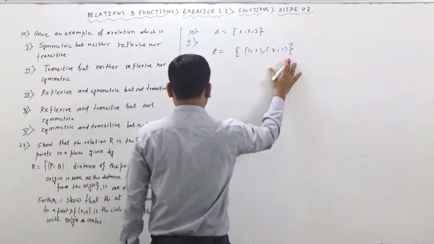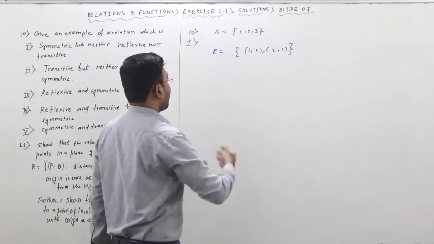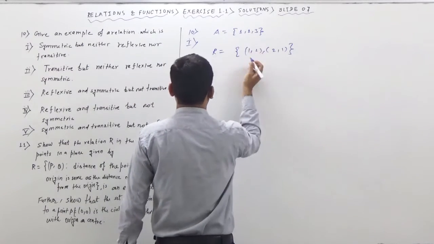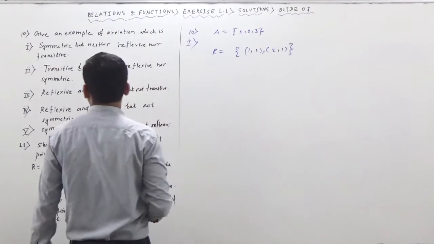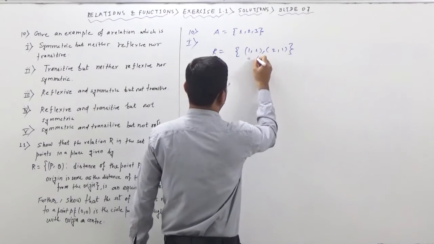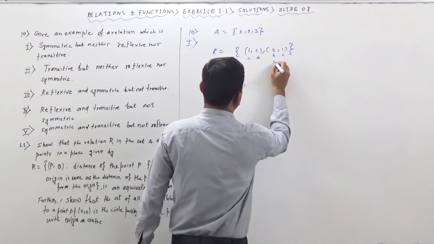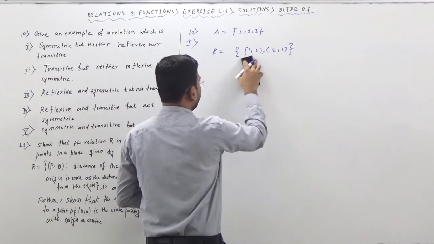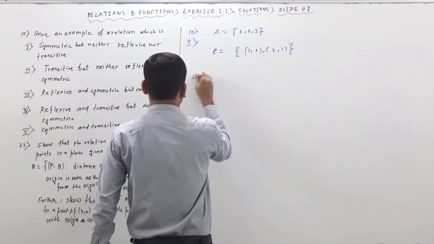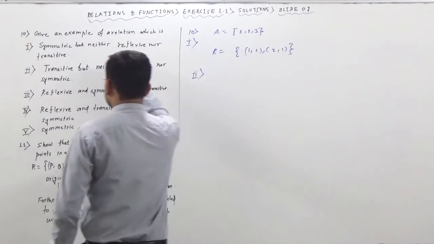Is it a symmetric relation? Yes or no? Yes. Is it reflexive? No, because 1 comma 1 is not there, 2 comma 2 is not there, 3 comma 3 is not there. It's not going to be reflexive. Also it is not going to be transitive, because here this is like A comma B, B comma C, but A comma C, 1 comma 1, is not available in this particular relation, and that's why it's not going to be a transitive relation. So this is an example for this particular question.